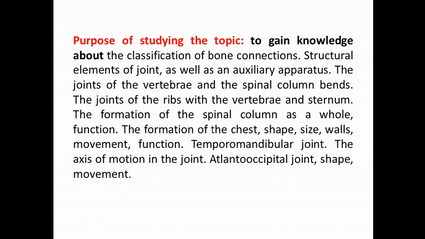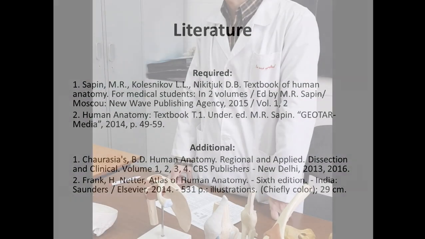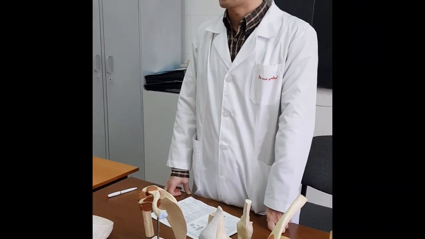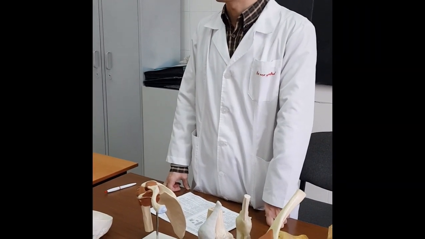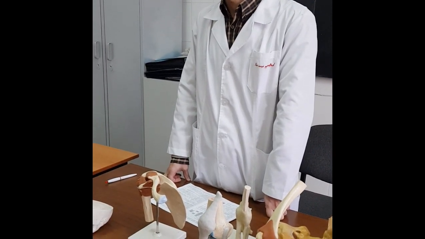temporomandibular joint, the axis of motion in the joint, atlanto-occipital joint, shape, movement, and list of literature. Joints of thorax and spinal column.